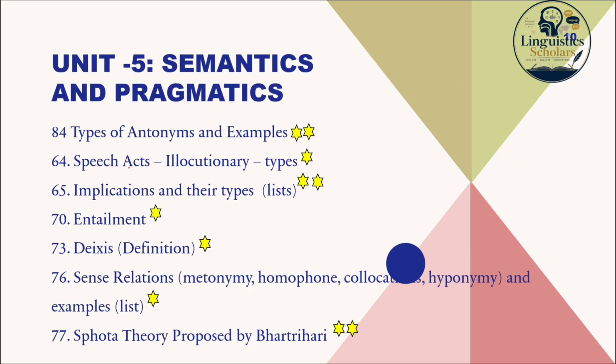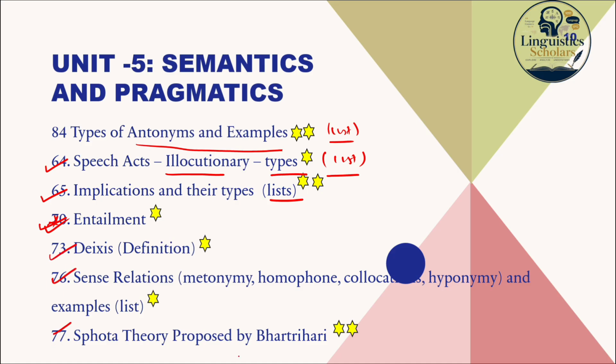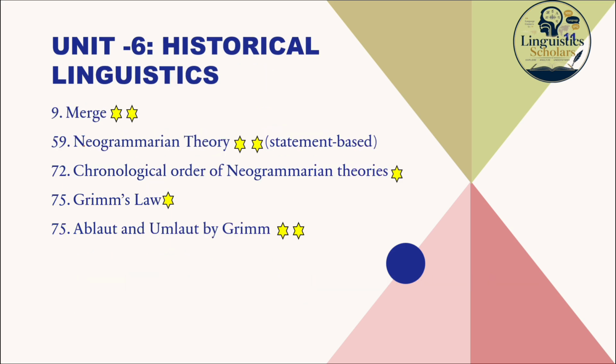And there is one moderate question on metaphors, types of antonyms and examples. So it's given in the form of a list, and speech act, illocutionary and its types, it's also asked in the form of a list. And implicatures and their types, it's also a list. Entailment is one of the very easy questions, and it is regularly asked in the examination. Presupposition easy, sense relations easy. Sphota theory proposed by Bhartrhari is asked many times in previous year examinations, so it is one of the important topics from the ancient Indian grammars.